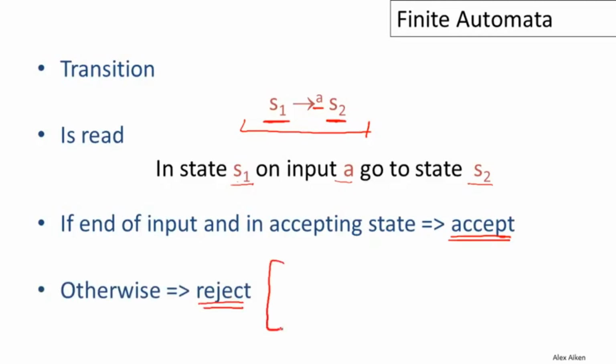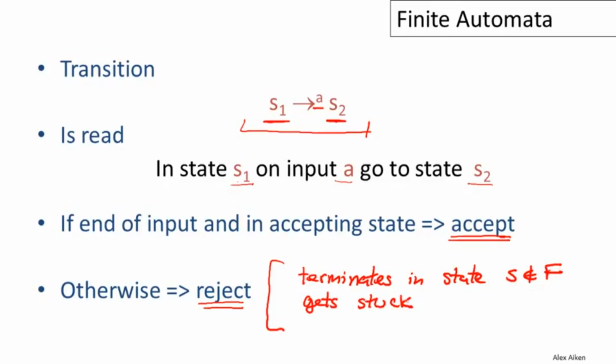Now, what are the situations in which it rejects? Well, if it terminates in a state S that's not one of the final or accepting states. If it ends in any other state besides one of the accepting states, then it's going to reject. Also, if the machine gets stuck, meaning it finds itself in a state and there's no transition out of that state on the input. So let's say that it's in some state S and the input is A and there's no transition specified for state S on input A, so the machine can't move anywhere and it gets stuck, and that's also a rejecting situation.